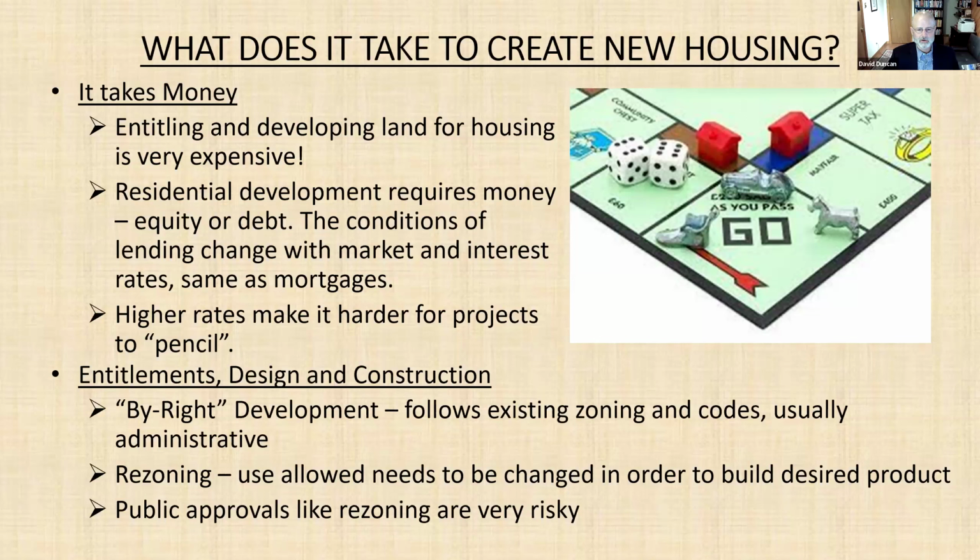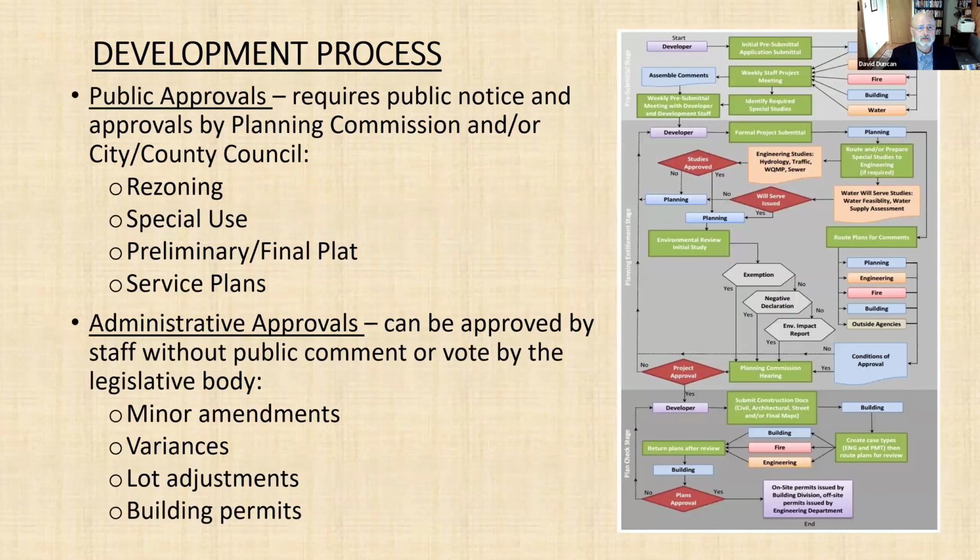It is a public approval, and public approvals always in the world of real estate development are very risky because they are subject to community input, to the plans of the county, to the opinion really of the staff and the county or city commissioners. So the development process, two types, public approvals and administrative approvals. And if the flow chart on the right gives you a headache, that's why I put it in there, because it is a very iterative and long process.